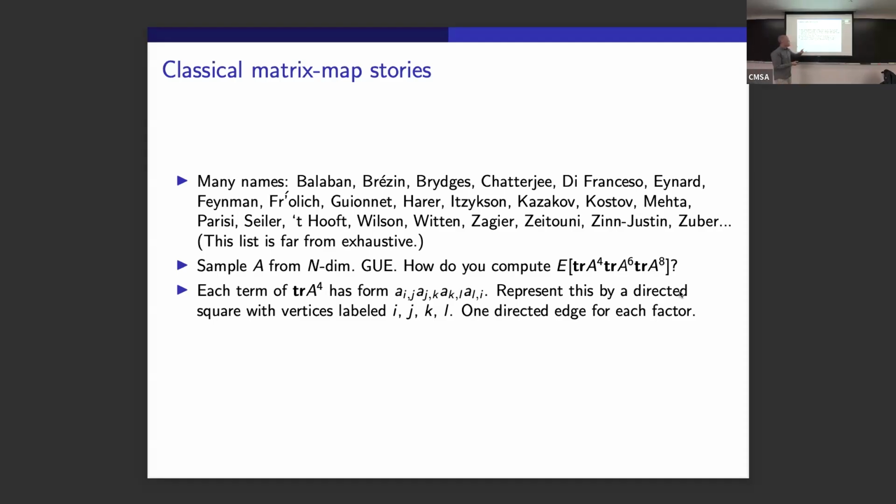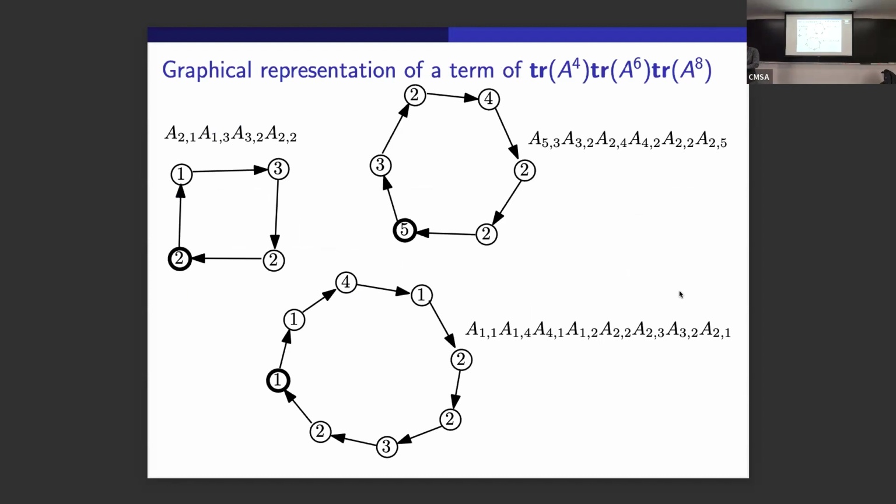And so I'm going to represent a single term like this by a directed square, and you'll see why in a minute. It'll be a directed square with vertices labeled i, j, k, l. So it tells me the cyclic order in which these things appear, and I'll have one directed edge for each of these 4 factors. I'll do the same thing for A to the 6th and A to the 8th. I'll get a hexagon and an octagon. And so here's the picture.